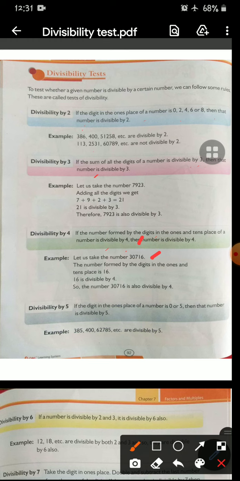Next, divisibility by 5. In the divisibility by 5, if the digit in the ones place of a number is 0 or 5, then that number is divisible by 5. If you have a number and at the ones place of that number you have 0 or 5, it means that number is divisible by 5. Let's see an example here, 385. In this, 5 is at your ones place, it means 385 is also divisible by 5.